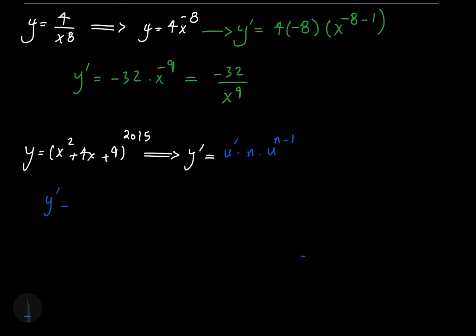So y prime in this scenario is going to be the derivative of the function on the inside of the brackets. So that's going to be 2x plus 4 plus technically 0, because the derivative of 9 is 0, times 2015 times the same function but subtract 1 from the power. So (x squared plus 4x plus 9) raised to the power of 2014, because I subtracted 1 from the power. And you can also rewrite this without the 0 because that doesn't really make a difference.